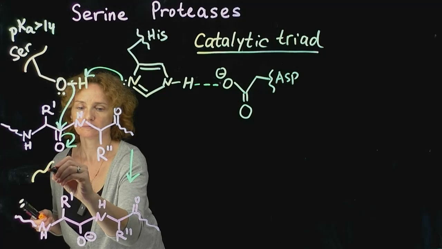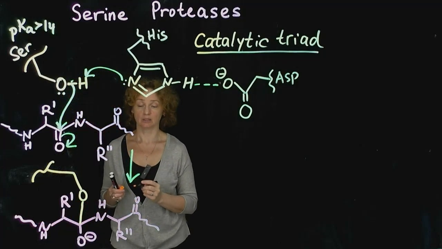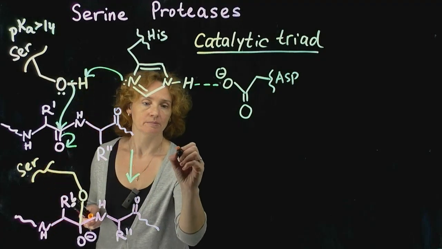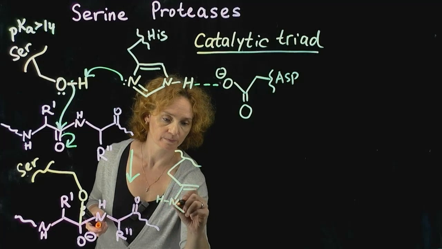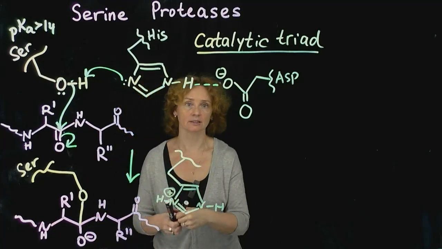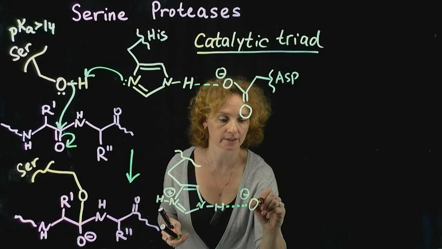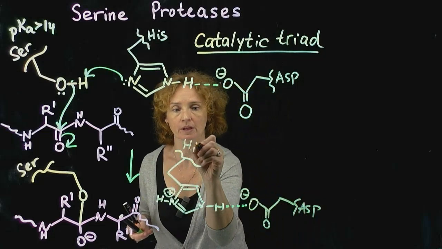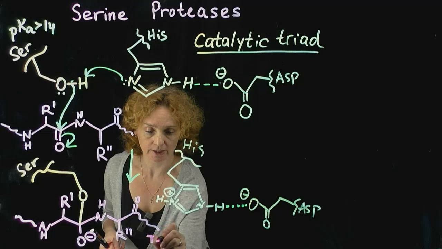Serine will be covalently attached to this carbon. Histidine will be protonated, and of course still hydrogen bonded to the aspartic acid residue. This intermediate is called the tetrahedral intermediate.